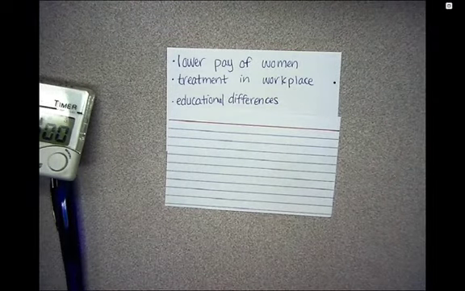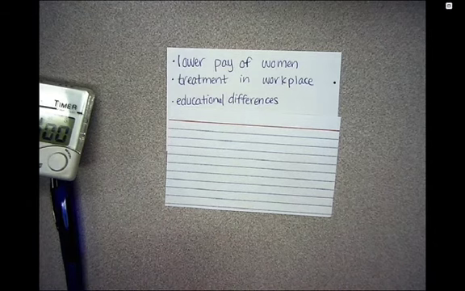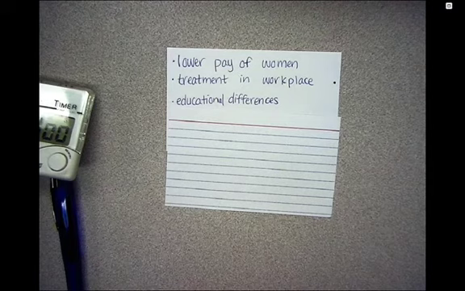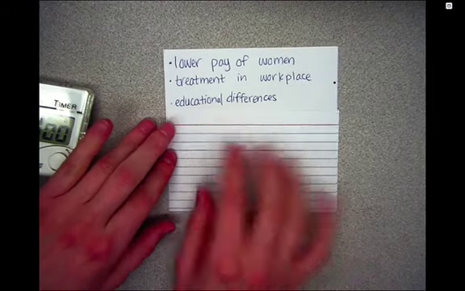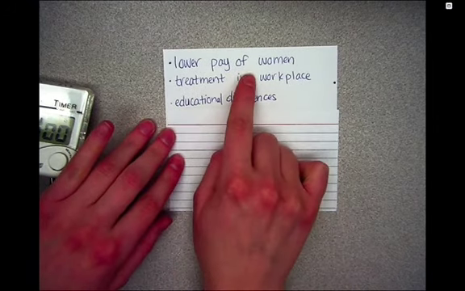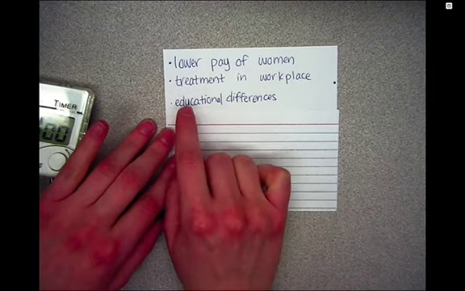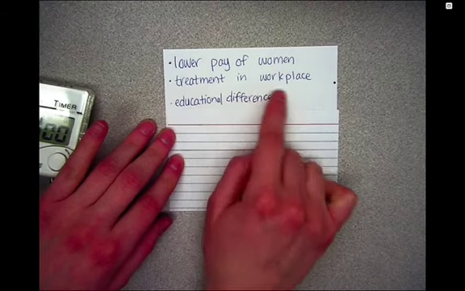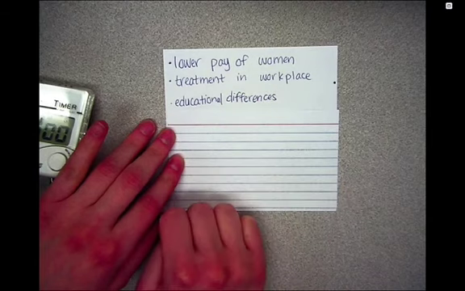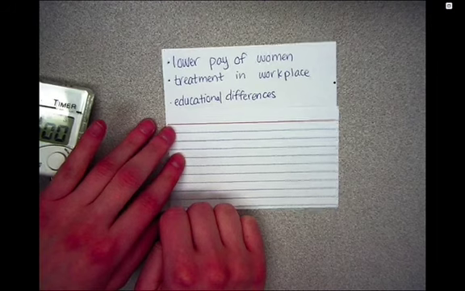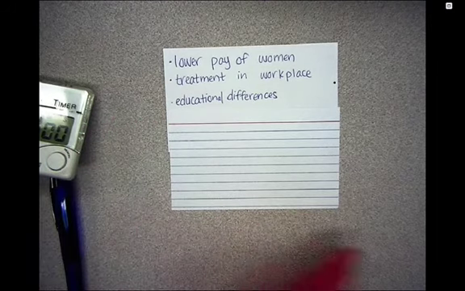Writing your thesis. So you just spent the last few minutes getting your big categories down, which are going to be directly put in there, and each of those categories is going to correspond to your body paragraphs. So just like your thesis, you have your claim, and then you talk about what it's about. So I already have mine from the model here. My 3 big categories were lower pay of women, treatment in the workplace, and educational differences. So I was going to put that in a thesis.